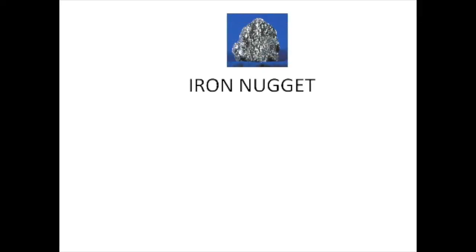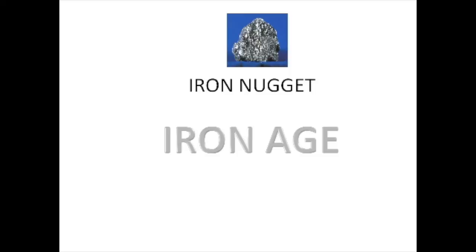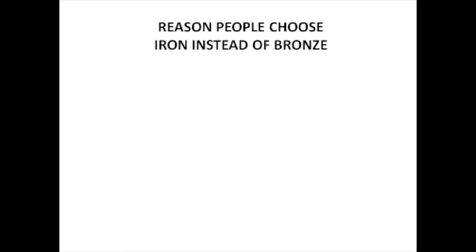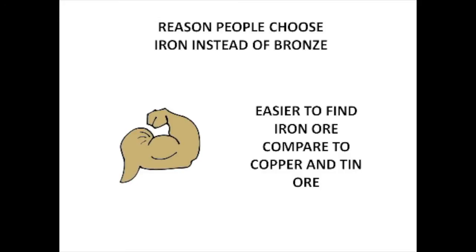Then the Bronze Age ended when people found a new type of metal which was stronger and better than bronze. That metal is iron. This also marked the beginning of the Iron Age, which started around 1200 BC and ended around 600 BC. The reason people at that time chose iron instead of bronze is because, as I mentioned earlier, iron is much stronger and better compared to bronze, and it's also much easier to find iron ore compared to copper and tin ore.